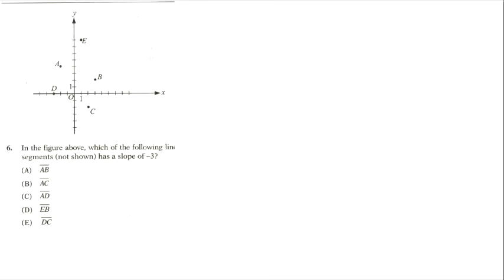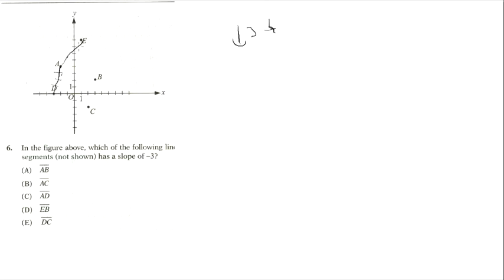In the figure above, which of the following line segments not shown has a slope of -3? Okay, so we're looking for a pair of points that will drop 3, will go down 3 for every 1 over. Okay, so this one here is not going to be it, A, because, well, at least not in that direction because it's going up. Also we have 1, 2, 3, 4 per 1.